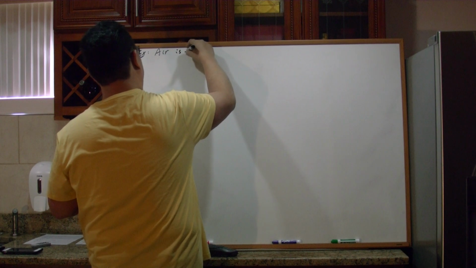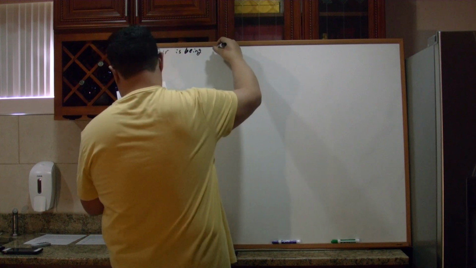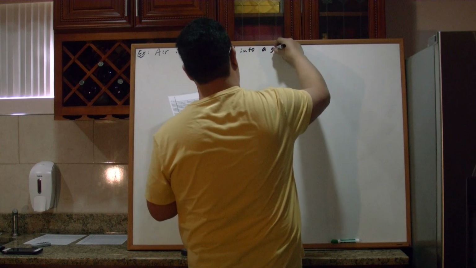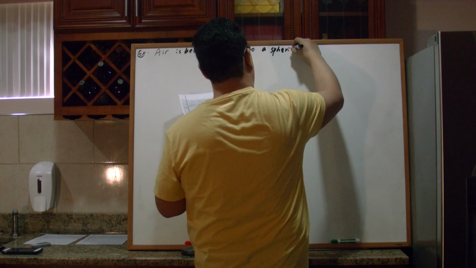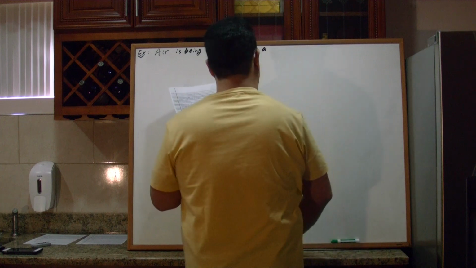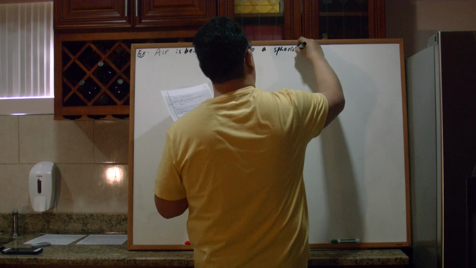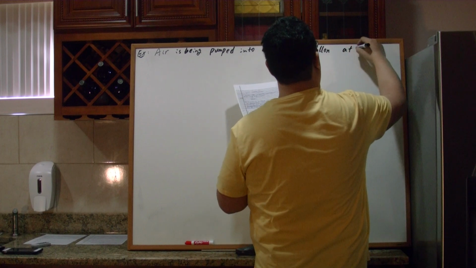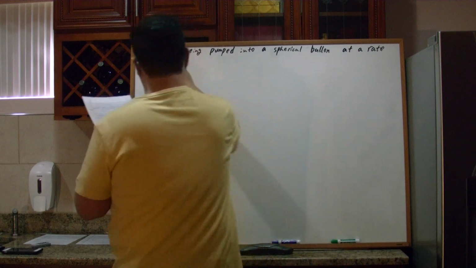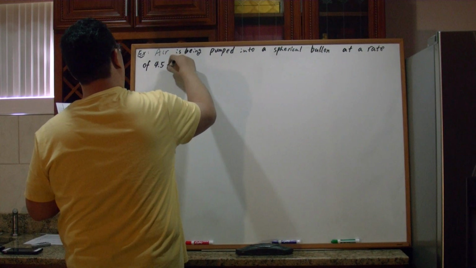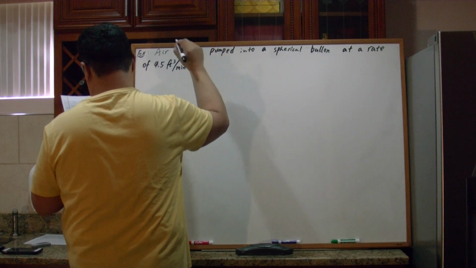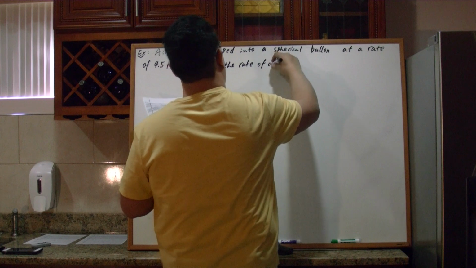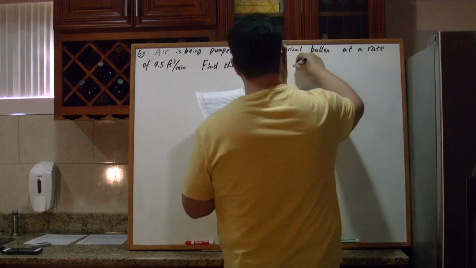Air is being pumped into a spherical balloon at a rate of 4.5 cubic feet per minute. Find the rate of change of the radius.